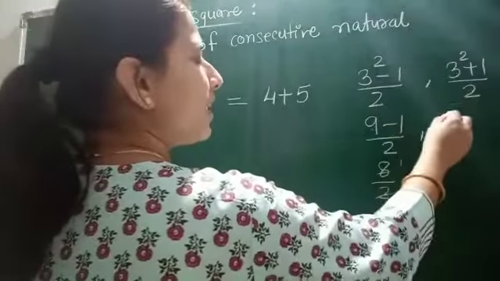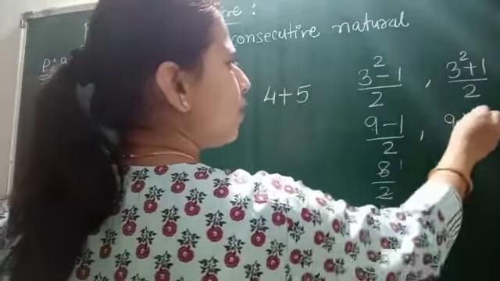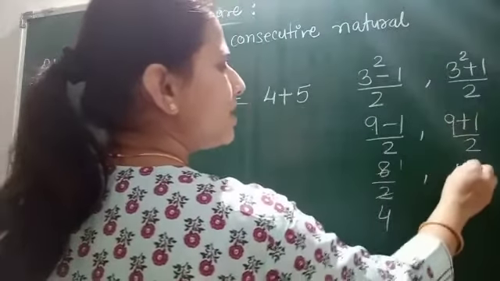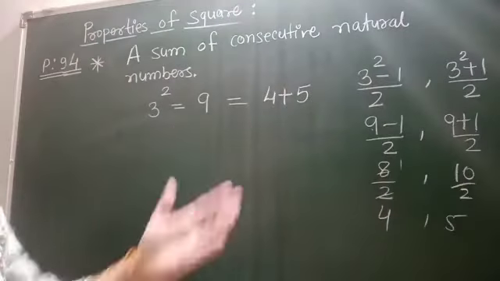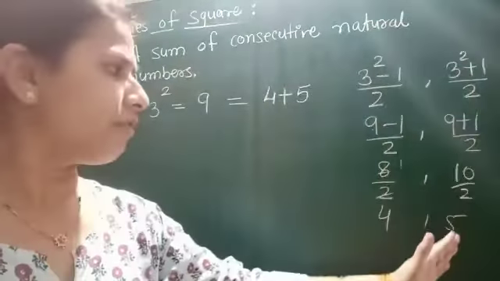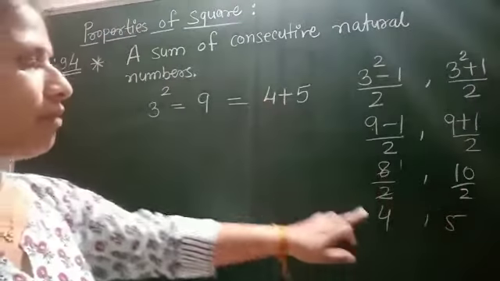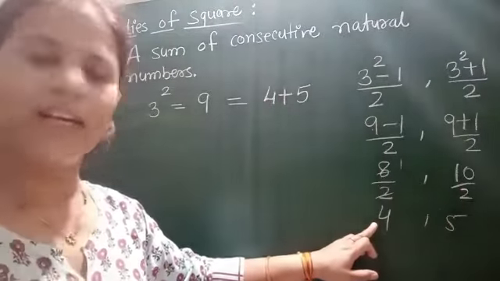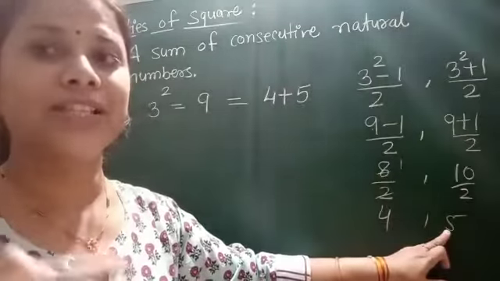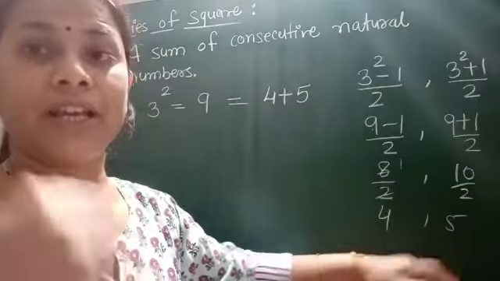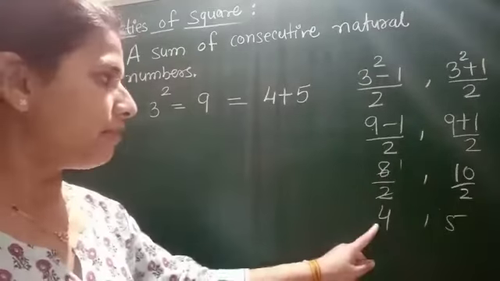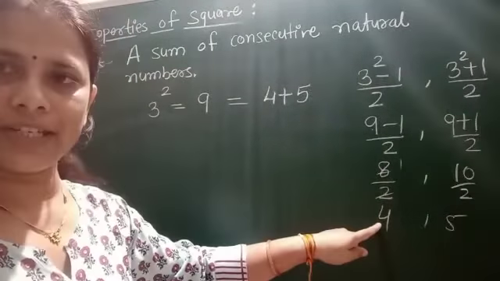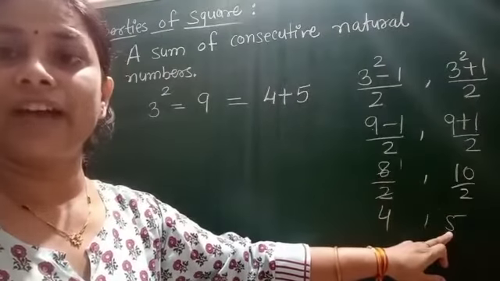Similarly, we will simplify this. 3 square means 9 plus 1 upon 2. 9 plus 1 means 10 upon 2, and 10 upon 2 means 5. No need to find the second one separately. If your first number is 4, definitely your next number will be the next consecutive natural number. After 4, which number will come? 5. If you find the first, then you can easily find the next one.